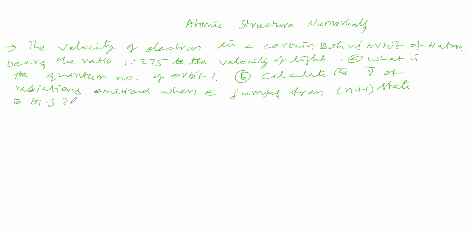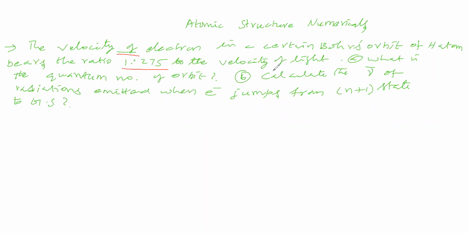Okay. Now, here given is a certain Bohr's orbit. They said about a certain Bohr's orbit. A certain Bohr's orbit in the sense Bohr's orbit says principal quantum number. Now, velocity of electron in a certain Bohr's orbit of hydrogen atom bears this ratio.